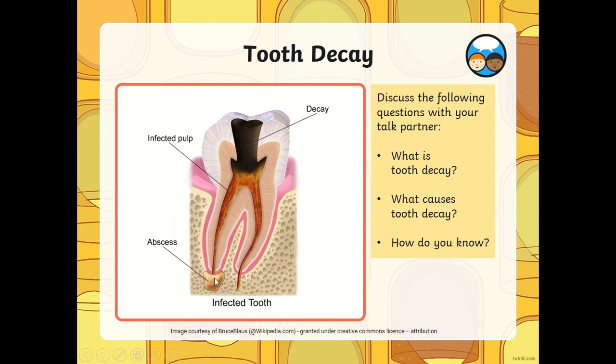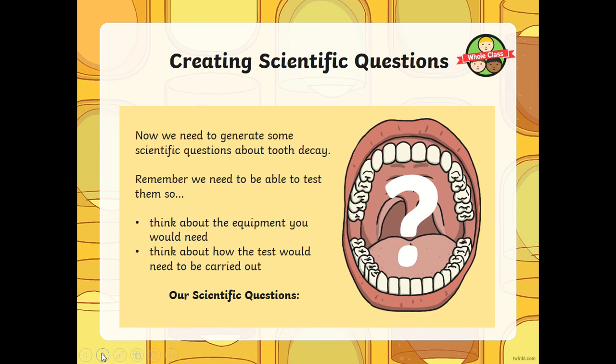Just like we are going to be planning an energy yielding diet plan, we need to make sure that we're putting the right drinks in and things that are good for our teeth, because our teeth are a major part of our digestive system. And if they go wrong, it's not very good. So let's have a look. So we're going to create a scientific question about tooth decay.